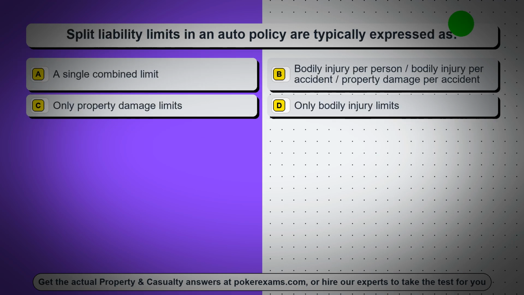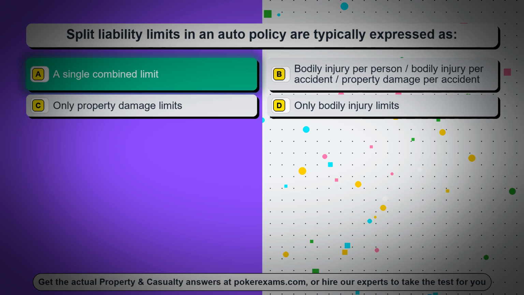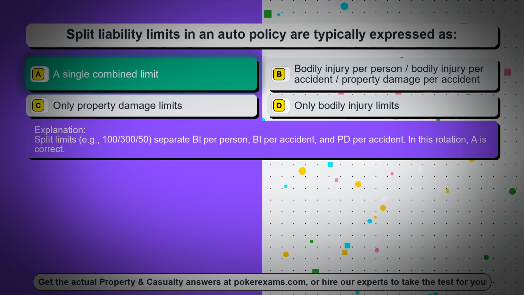Question 33. Split liability limits in an auto policy are typically expressed as: Option A, a single combined limit. Option B, bodily injury per person, bodily injury per accident, and property damage per accident. Option C, only property damage limits. Option D, only bodily injury limits. The correct answer is option A, a single combined limit. Split limits, example, 100/300/50, separate by per person, by per accident, and PD per accident. In this rotation, A is correct.